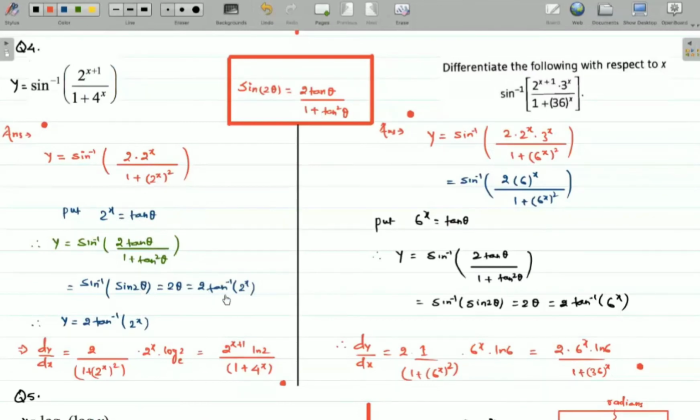Now we can differentiate this. So when we differentiate, 2 will come outside. Here we have to apply the chain rule. First of all, with respect to 2 to the power x, that will give you this. Again, 2 to the power x will give 2 to the x into log of 2. This will give you this.